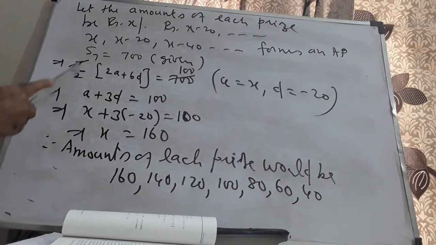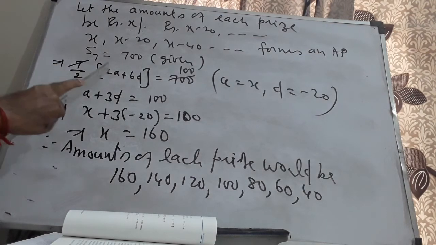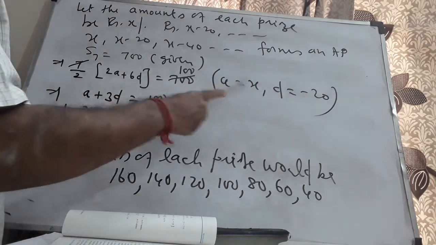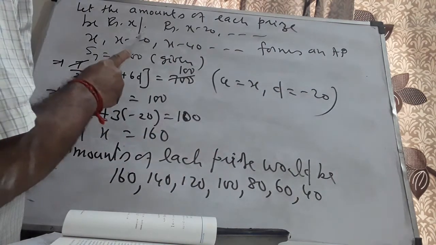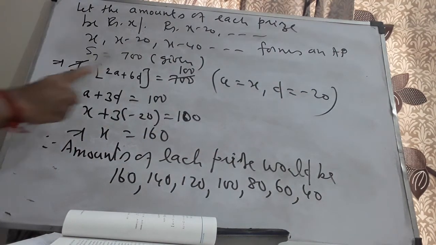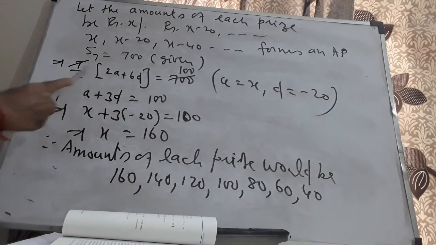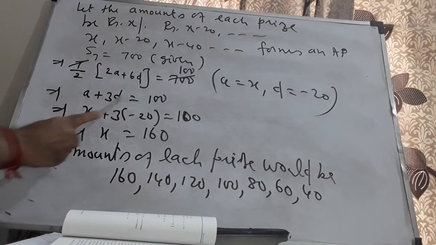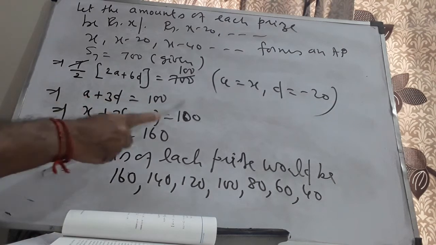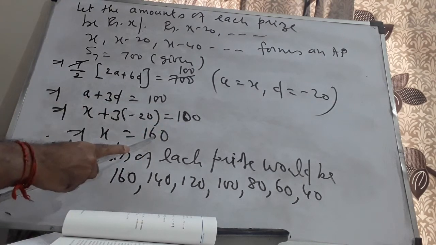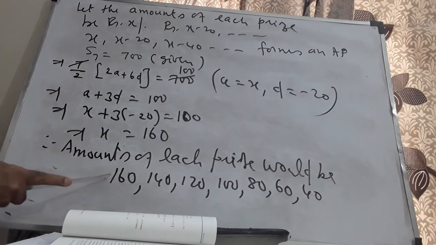Therefore, by formula, 7 by 2 into 2a plus 6d is 700. A is x and d is minus 20. Therefore, 7 into 100 is 700, so I get 100 on the right hand side. Take 2 as common, cancel 2. A plus 3d is 100. X plus 3 into minus 20 is 100. X is 160. Therefore, the first prize is rupees 160.